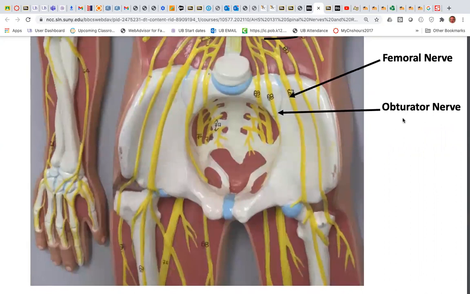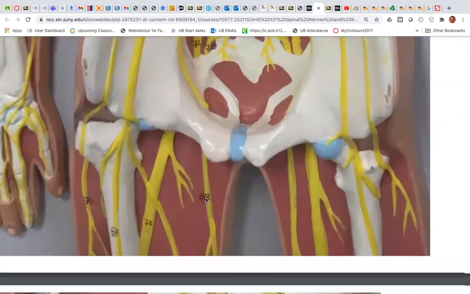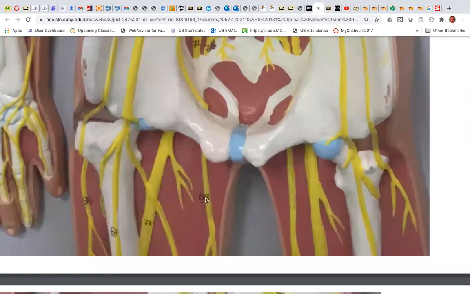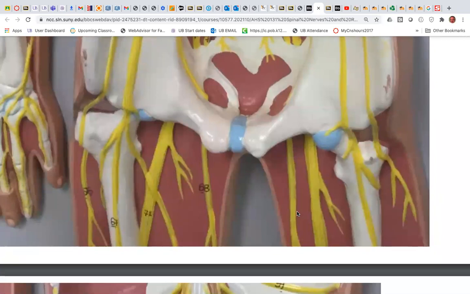The obturator nerve goes along the inner brim, the inside. You can see it here, it looks like 68. And then we see it come through here, through the obturator foramen. It comes down, and you could see it on here, also 68 on this side. So that goes to all of the adductors, like the adductor longus, adductor magnus, adductor brevis, gracilis, pectineus. They're all the adductors.